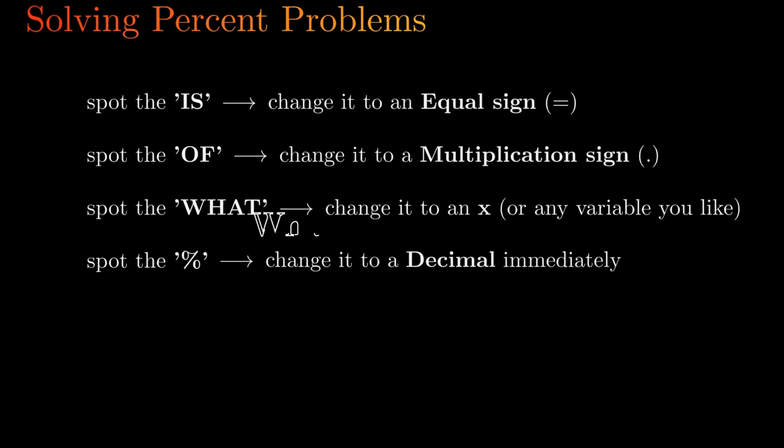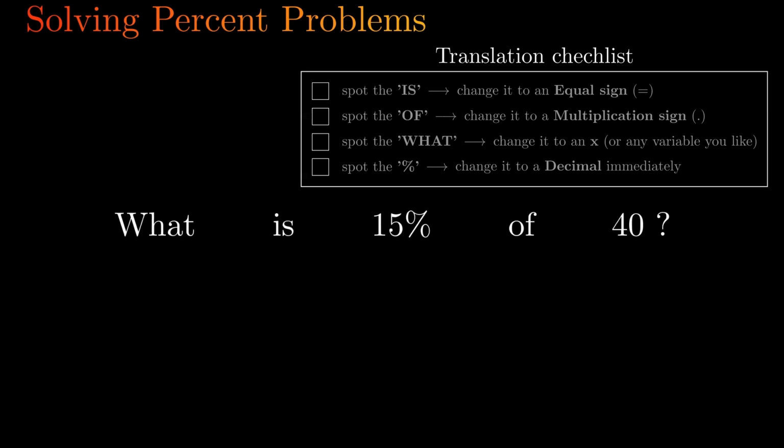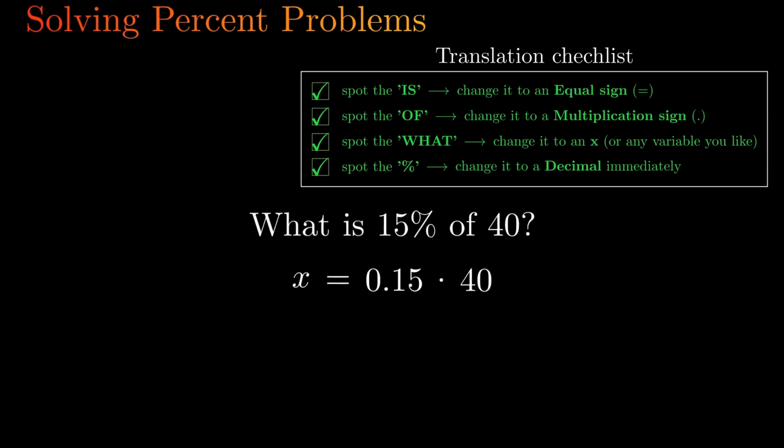Example 1. Finding the part. The question is, what is 15% of 40? Let's run the checklist from left to right. What becomes x? Is becomes equals, 15% becomes 0.15, of becomes multiply, and 40 stays 40. Now we have a clean equation. X equals 0.15 times 40. To solve it, we just multiply. 0.15 times 40 equals 6. So 6 is 15% of 40.